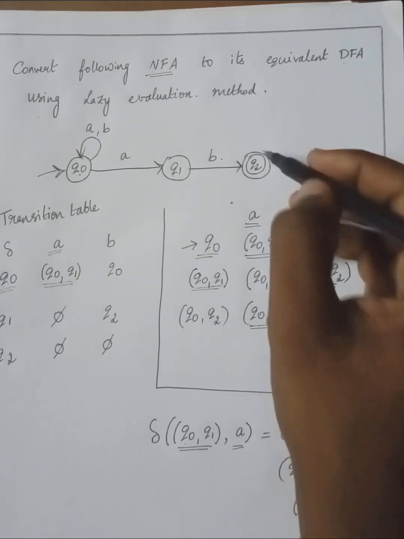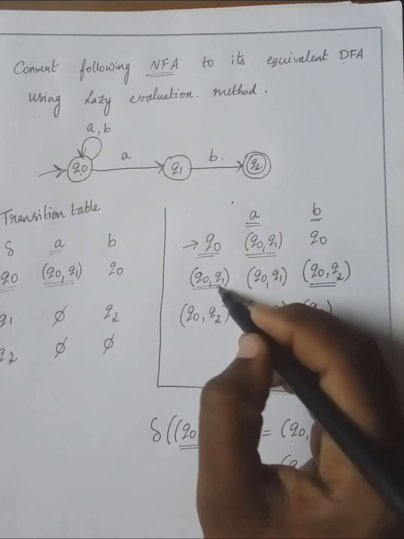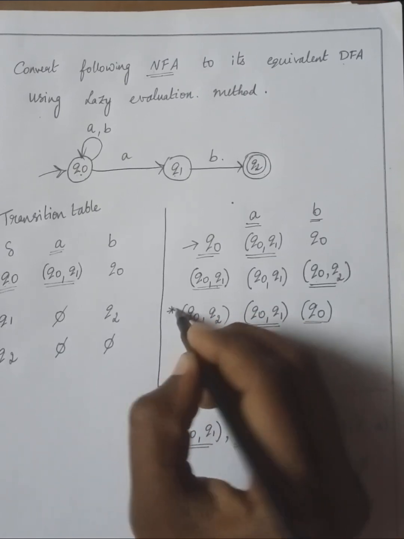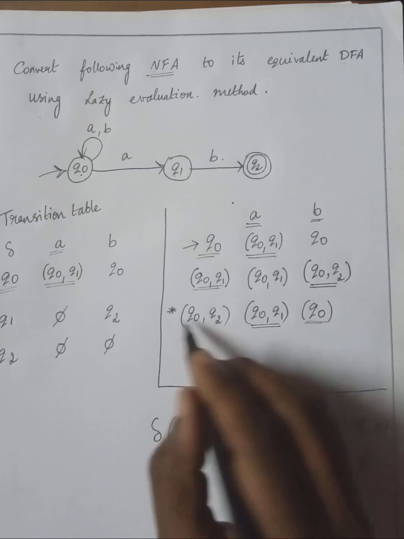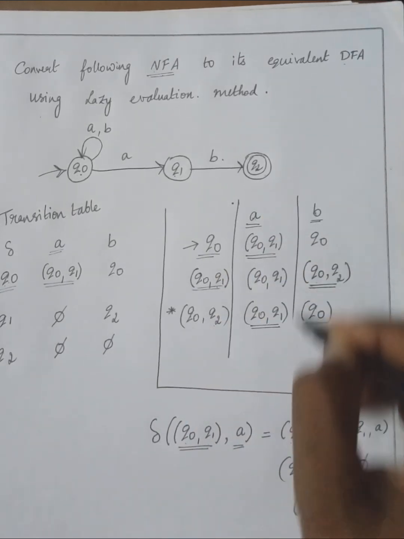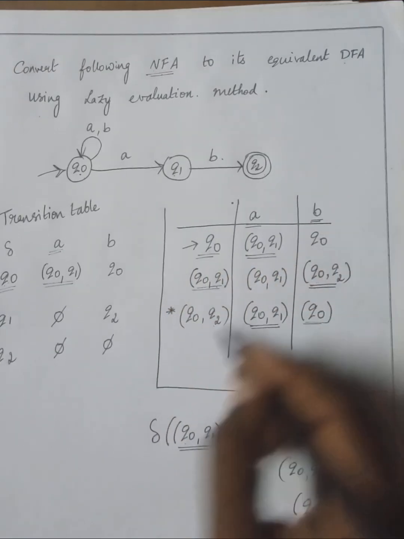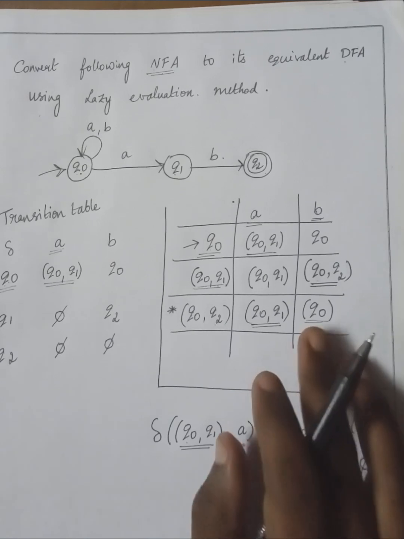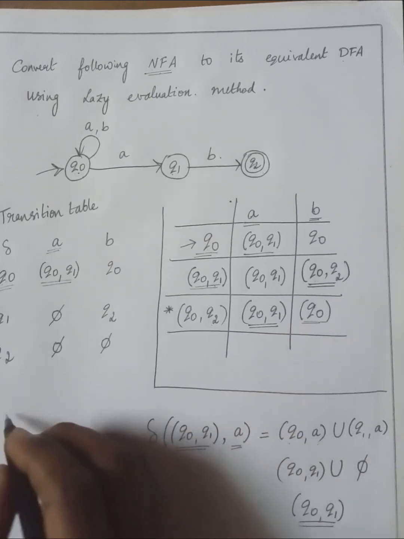And wherever we see the Q2 state, in whichever combination we see the Q2 state, we'll make them a final state. So in these three states we have Q2 in this one, so we make it a final state. So this is our final NFA. From the NFA we have converted to a DFA. So for convenience, we can give names to the states.